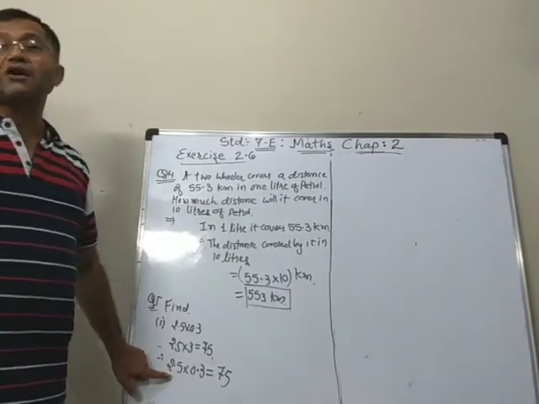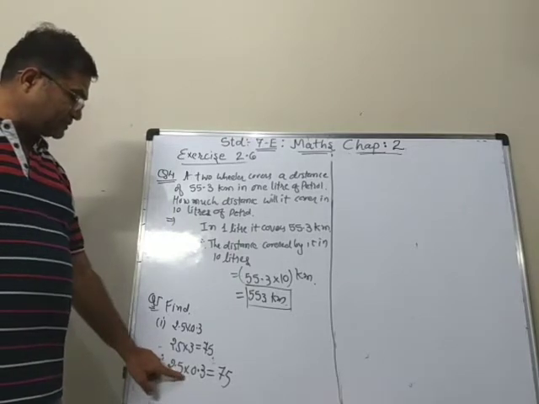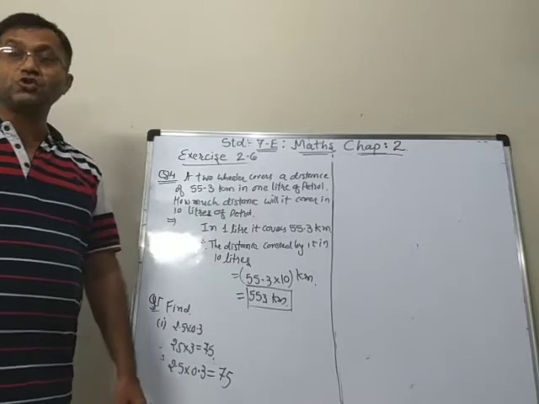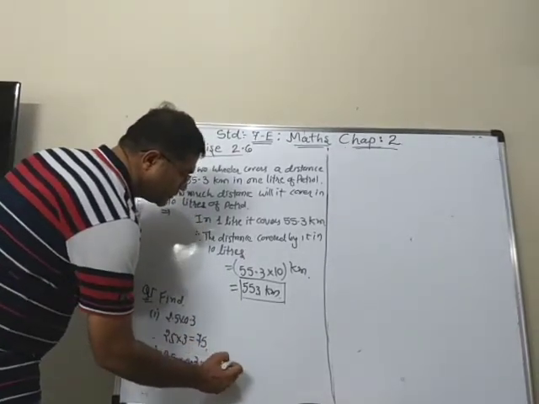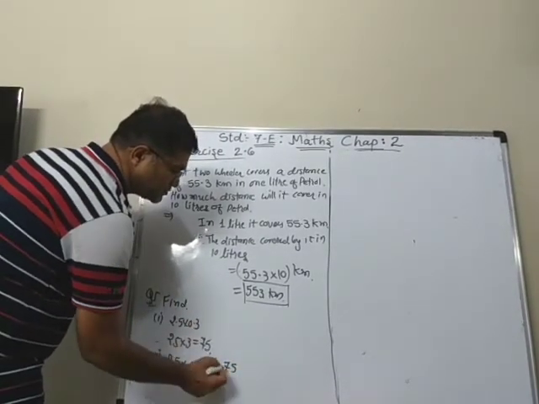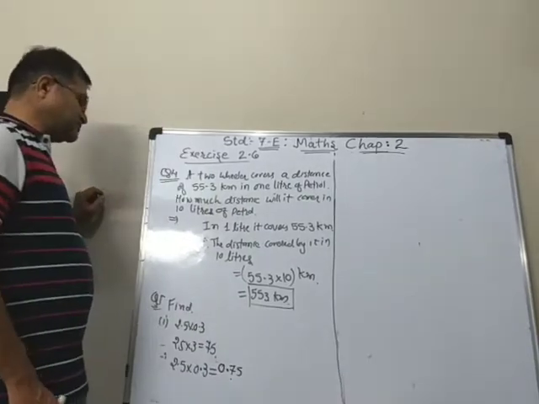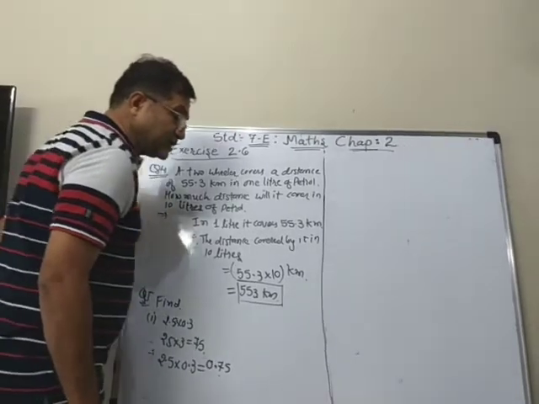Now we have to count the total decimal places. In here there is 1 place, here also 1 place. In both the numbers 1 plus 1 is 2 places. It means that from 75 we have to count 2 places from the right. So 1 and 2. So we have to put the point here. So here we must place a 0. So the answer is 0.75.